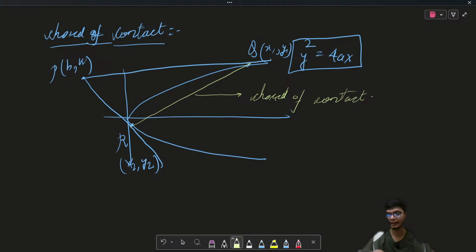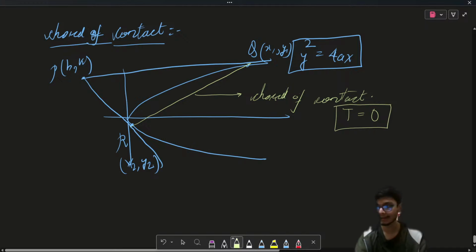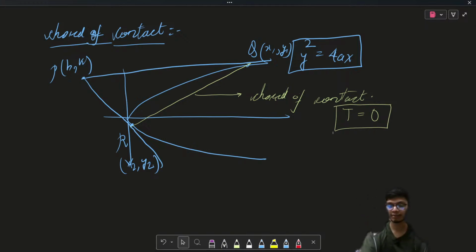We have already seen it, right? In our chapter of circle, we have seen that this equation can be given as T equals 0, which is very simple, right? But we will try to understand again whether it holds true for the case of a parabola or not.